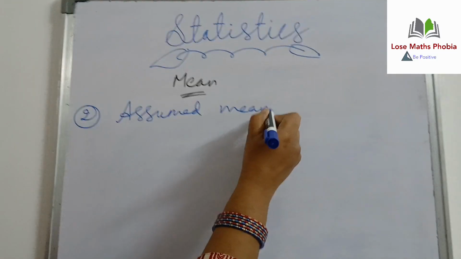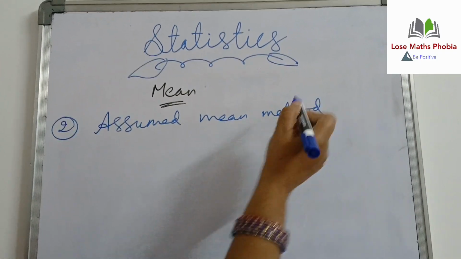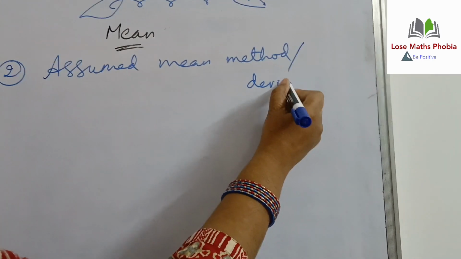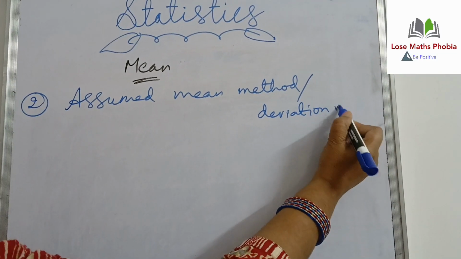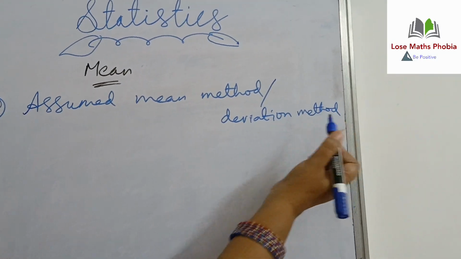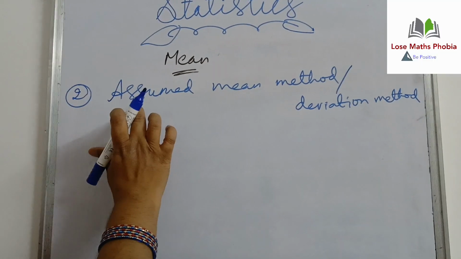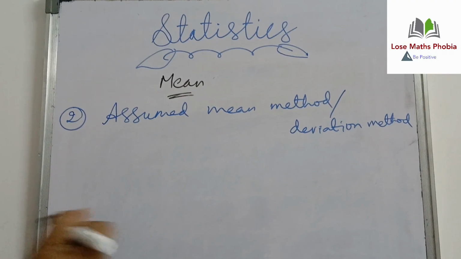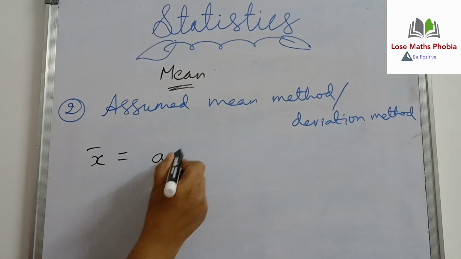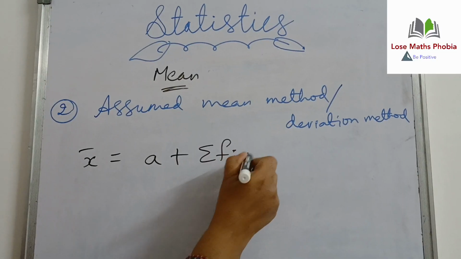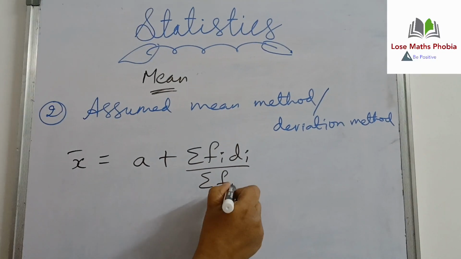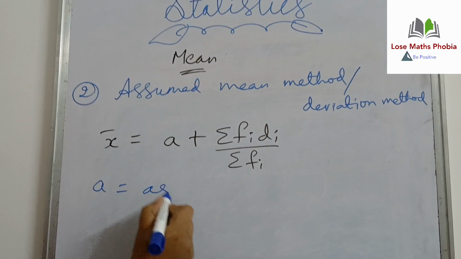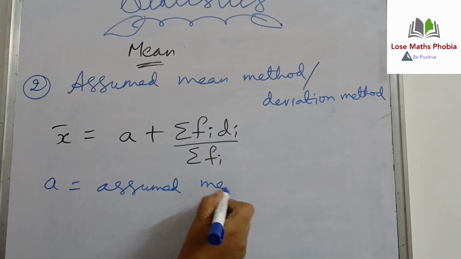Assumed mean method. In 9th standard, this method was written as the deviation method. You remember in 9th, one example sum was there. There itself he gave the simple method and the deviation method. It can also be called the assumed mean method or deviation method. So let us discuss the formula. X bar is equal to A plus summation Fi di by summation Fi. Here what is extra? A is extra. A is the assumed mean.